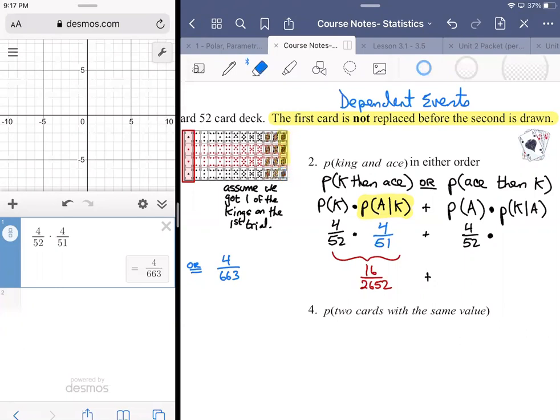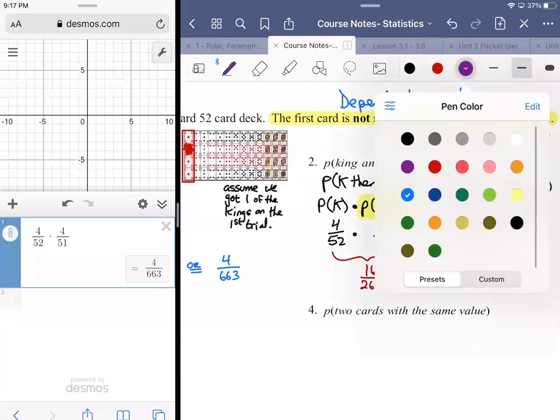Right? So I can get rid of this now and say, all right, now let's assume that we got the ace. That card that we selected was an ace. And let's say that was the ace of diamonds. All right. That's not going to impact how many kings there are in the deck. Right. As far as kings are concerned, let's go purple for those keeping score at home.